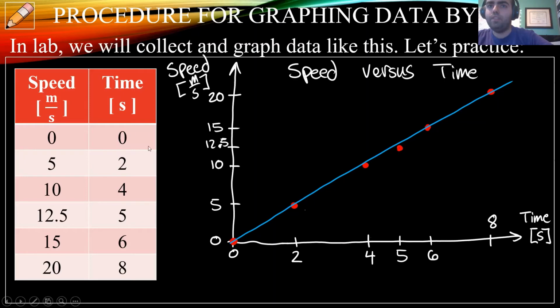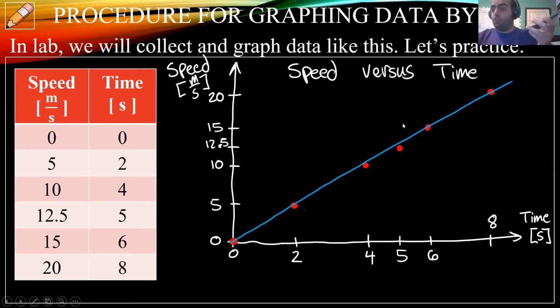And because this isn't experimental data, this is just getting us to practice this idea of setting up a graph. But once I've got this nice linear graph, with this graph that we just came up with, we could do all of the things that we were just talking about. We could use this graph to find values, to find intercepts, to find slopes, or to find areas.